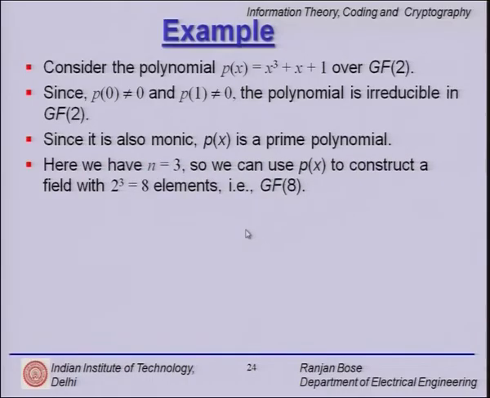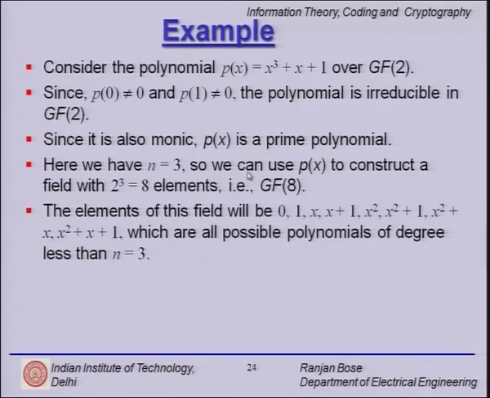Now, we will shortly learn to construct extension fields using subfields. For example, we have GF(2) and we can construct GF(8) using this prime polynomial. Please note that if you have F[x] divided by p of x, then the highest power is 2. So, let us look at this example.